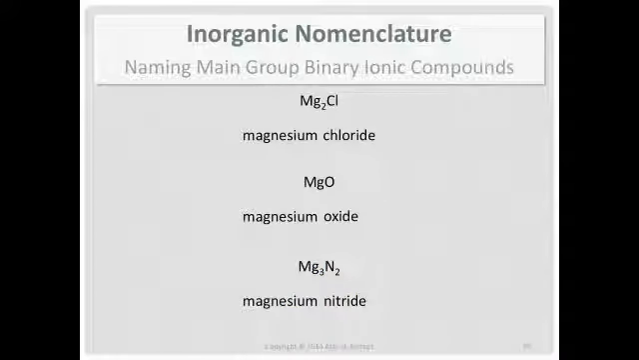Same pattern as before. Take the name of the cation, take the name of the anion, there it is. And also note that the word ion doesn't appear in any of the names. The word ion is only used when you're just talking about the ion all by itself. These are compounds.